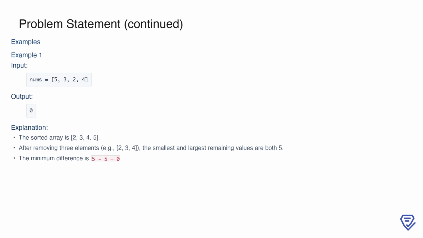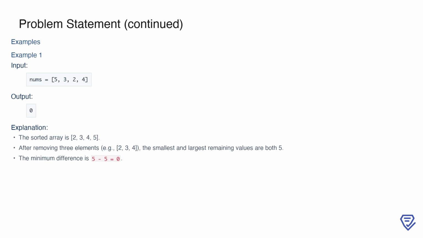Suppose we have the array nums equals 5, 3, 2, 4. First, we sort this array to get 2, 3, 4, 5. Now, after removing 3 elements, we are left with one number in the array. For instance, if we remove 2, 3, 4, the only remaining number is 5. In this case, the smallest and largest values are both 5, so the difference is 5 minus 5 equals 0. This illustrates a scenario where removing 3 numbers results in no range at all, and the minimum difference is therefore 0.